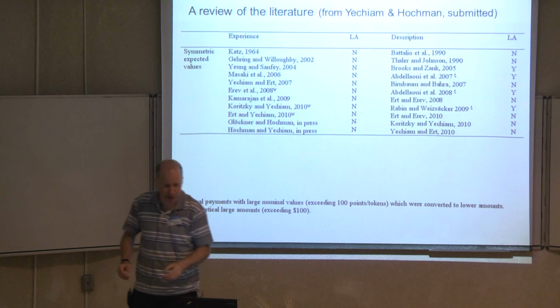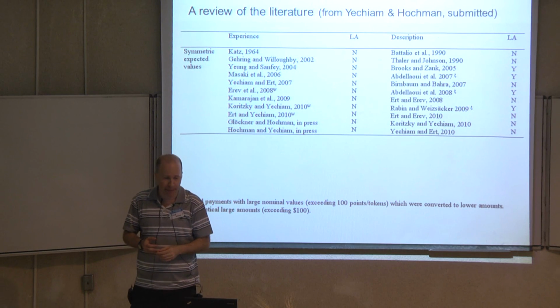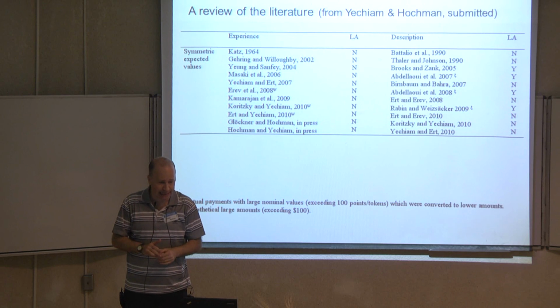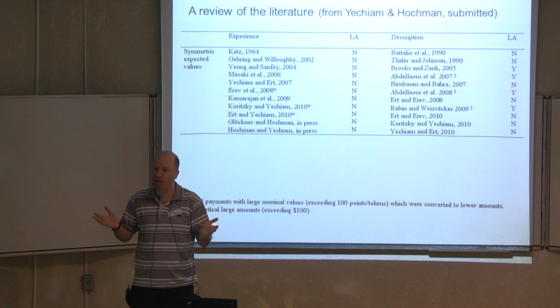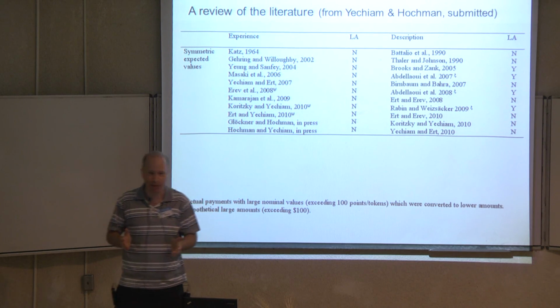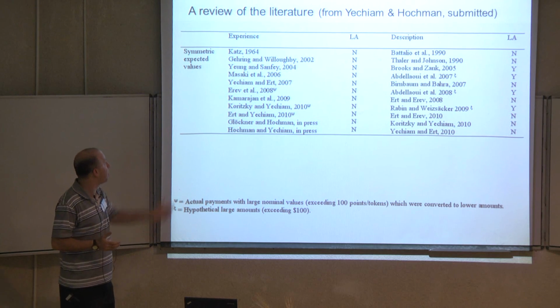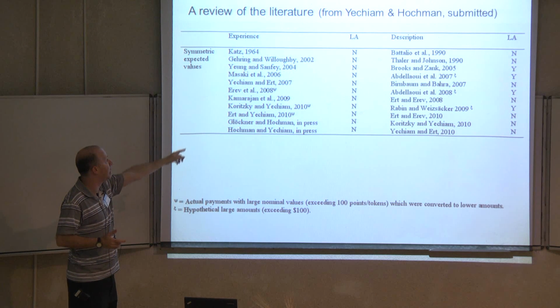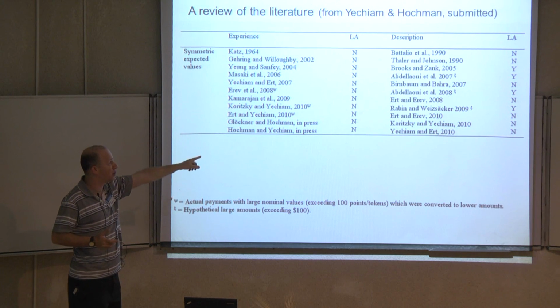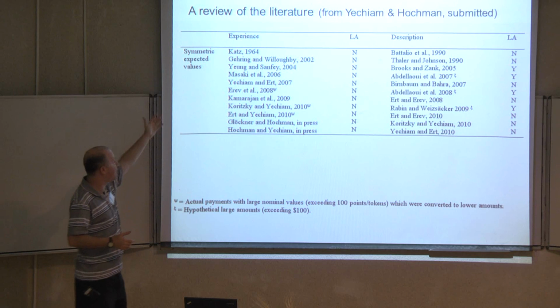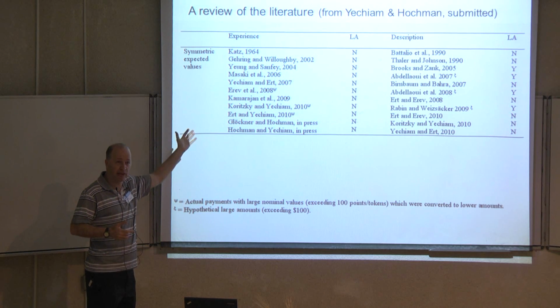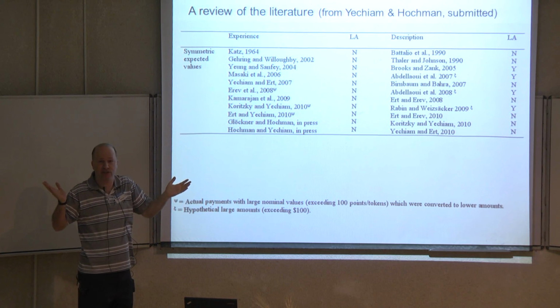Now, in a review of the literature I did with my past student, Guy Hochman, we found that actually many people have found this before us. We were not the first to find it, but people didn't make a big deal out of it, that there's actually no loss aversion. For example, these were studies of experience-based decisions, and the N is for no loss aversion, and Y is for yes loss aversion. All of these studies in decisions from experience, similar to what we did, didn't find loss aversion.